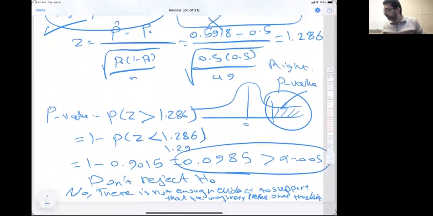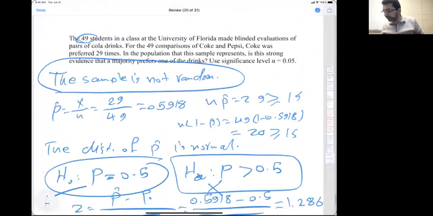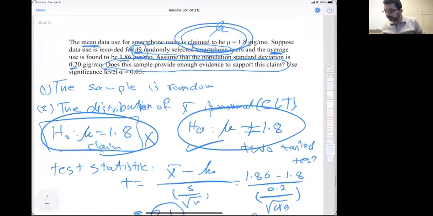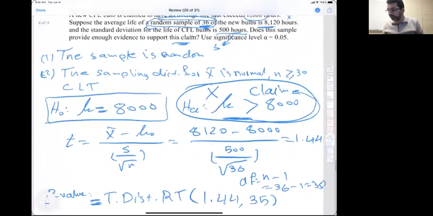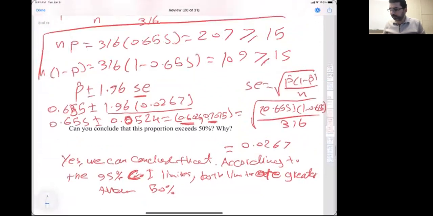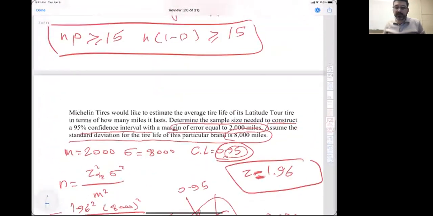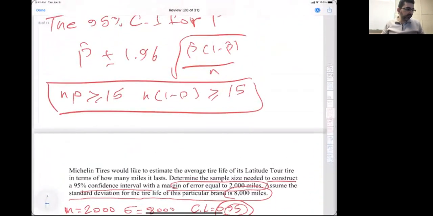So this is the end of our review. I hope this summarized a lot of things about chapters 7, 8, and 9: the sampling distribution, the confidence interval, and the hypothesis testing for the mean and the proportion. Okay, guys.